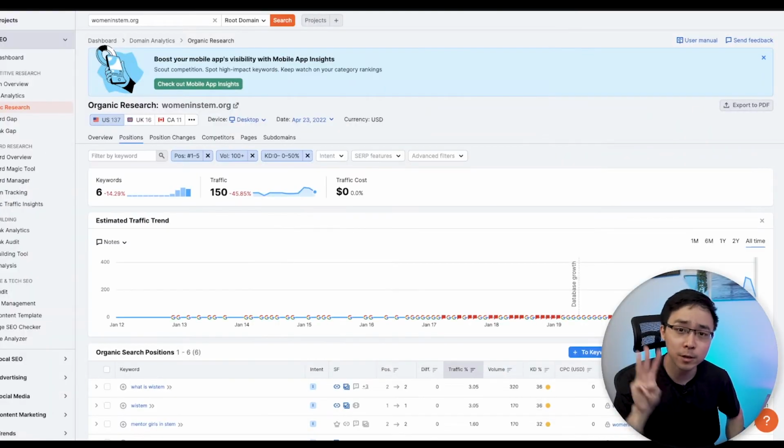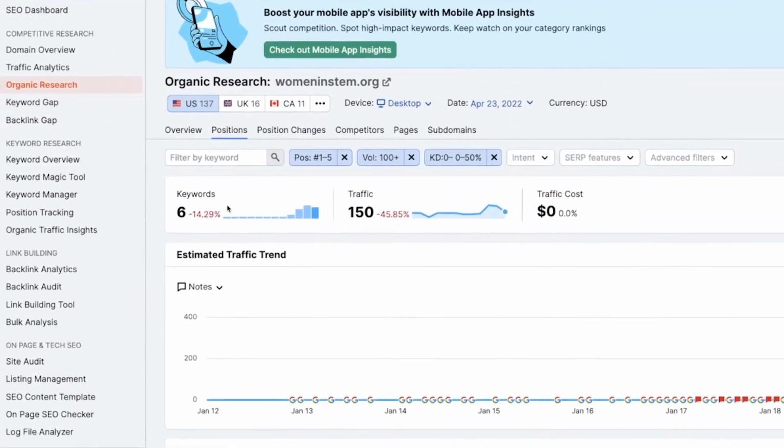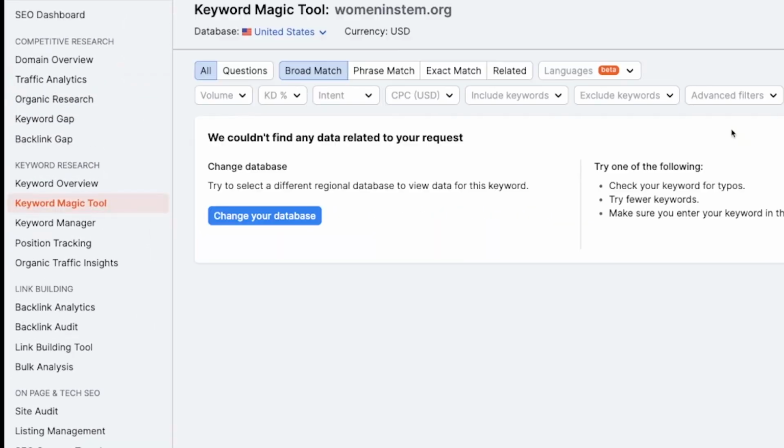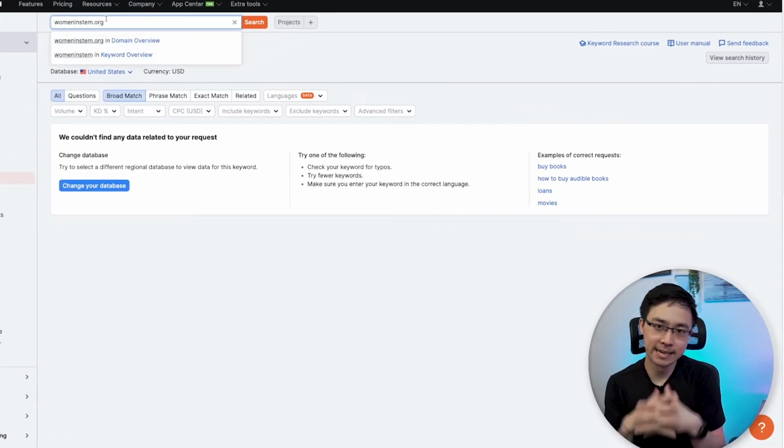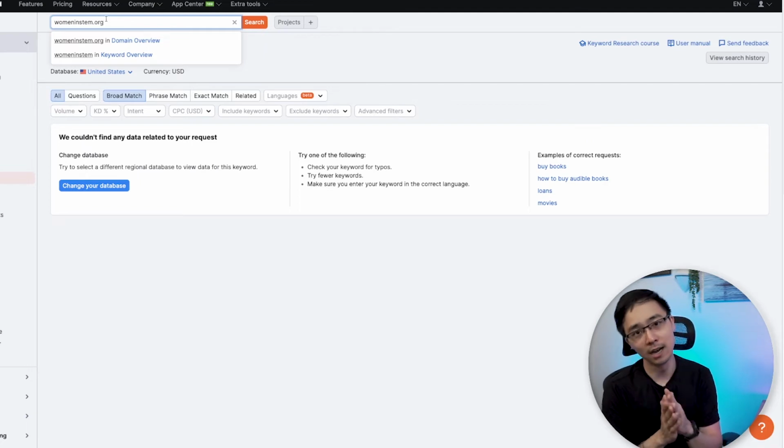All right, so for the third thing we're gonna do with our SEMrush trial, we're going to go to the left-hand side and go into the keyword magic tool. And the keyword magic tool is where we're going to start searching for particular phrases that might relate to the sort of content that we're creating.